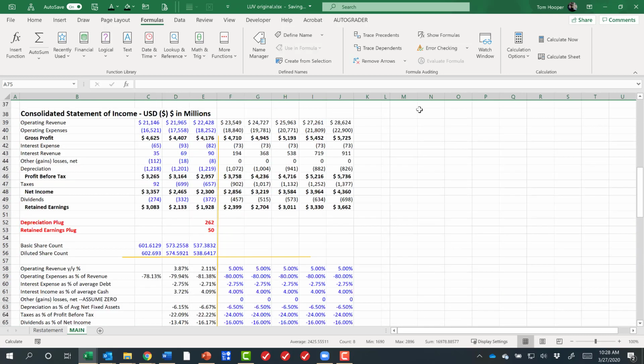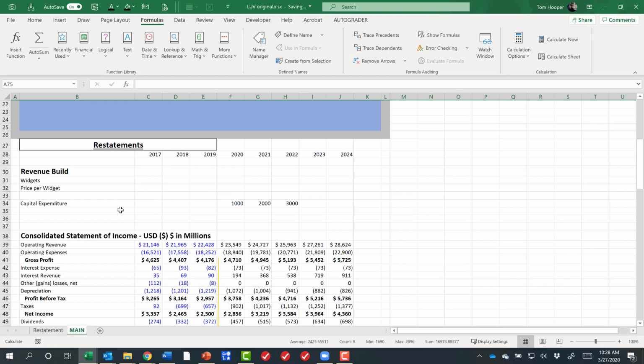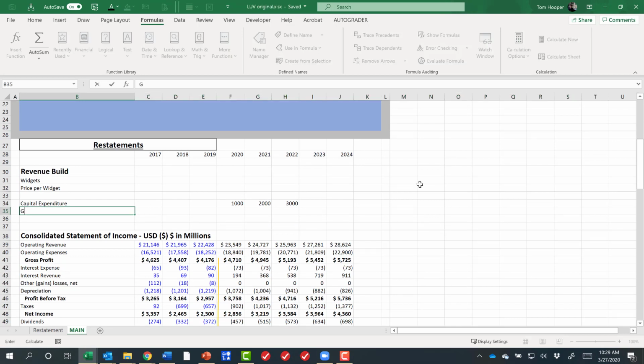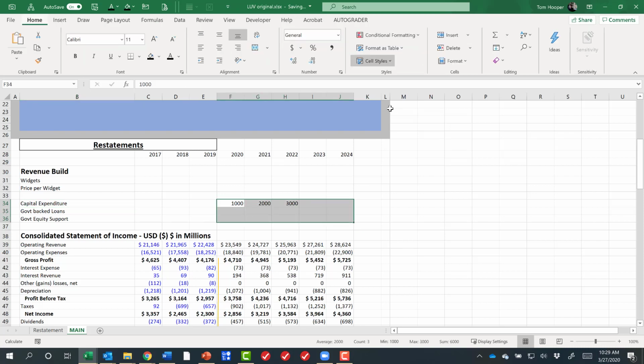At this point, I'd like to move on and talk about capital expenditures, and in fact, some of you have talked about government-backed loans with all this bailout conversation going on, or government equity support. So first, let's think about this capital expenditure line. And all these are going to be inputs or perhaps tied to your dashboard. So I'm going to make that clear to us that these are just values that we're inputting.